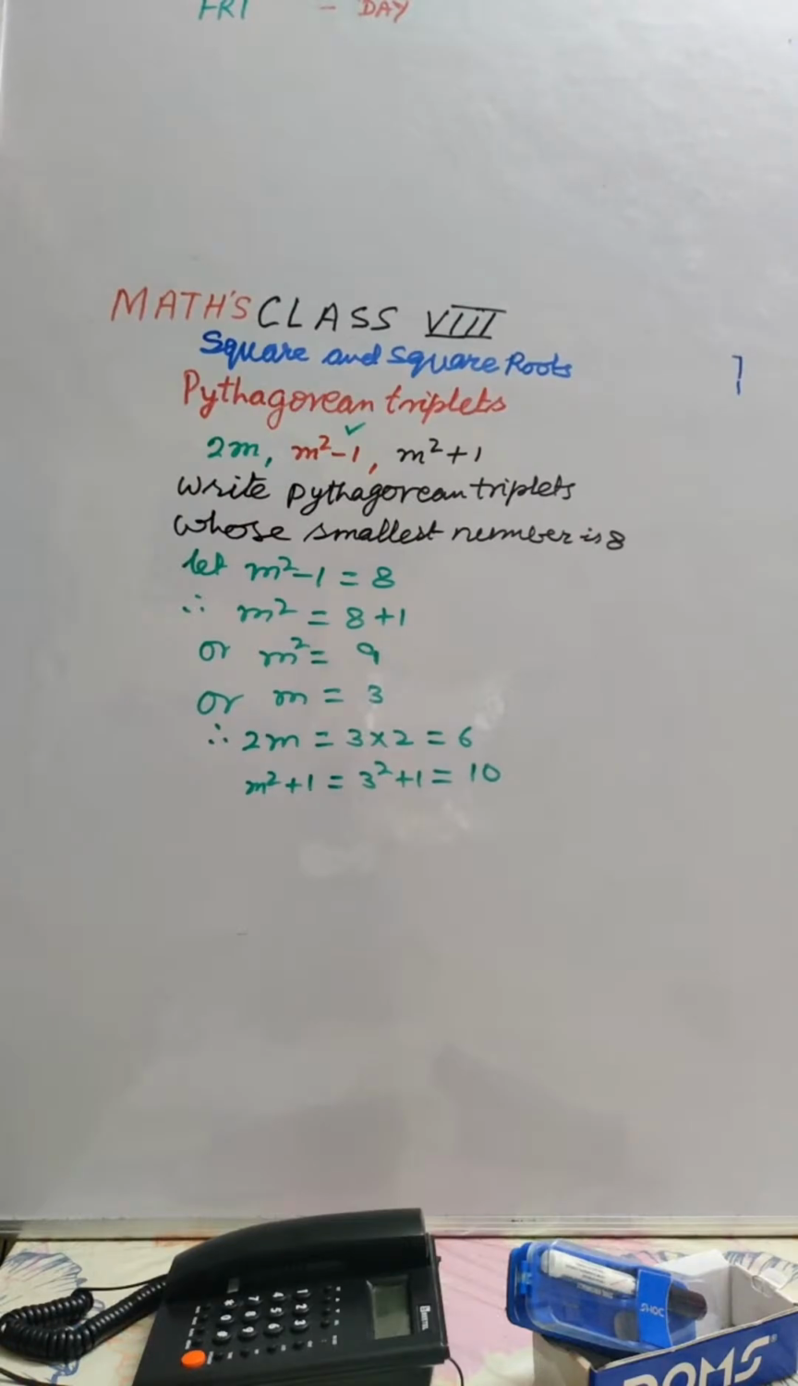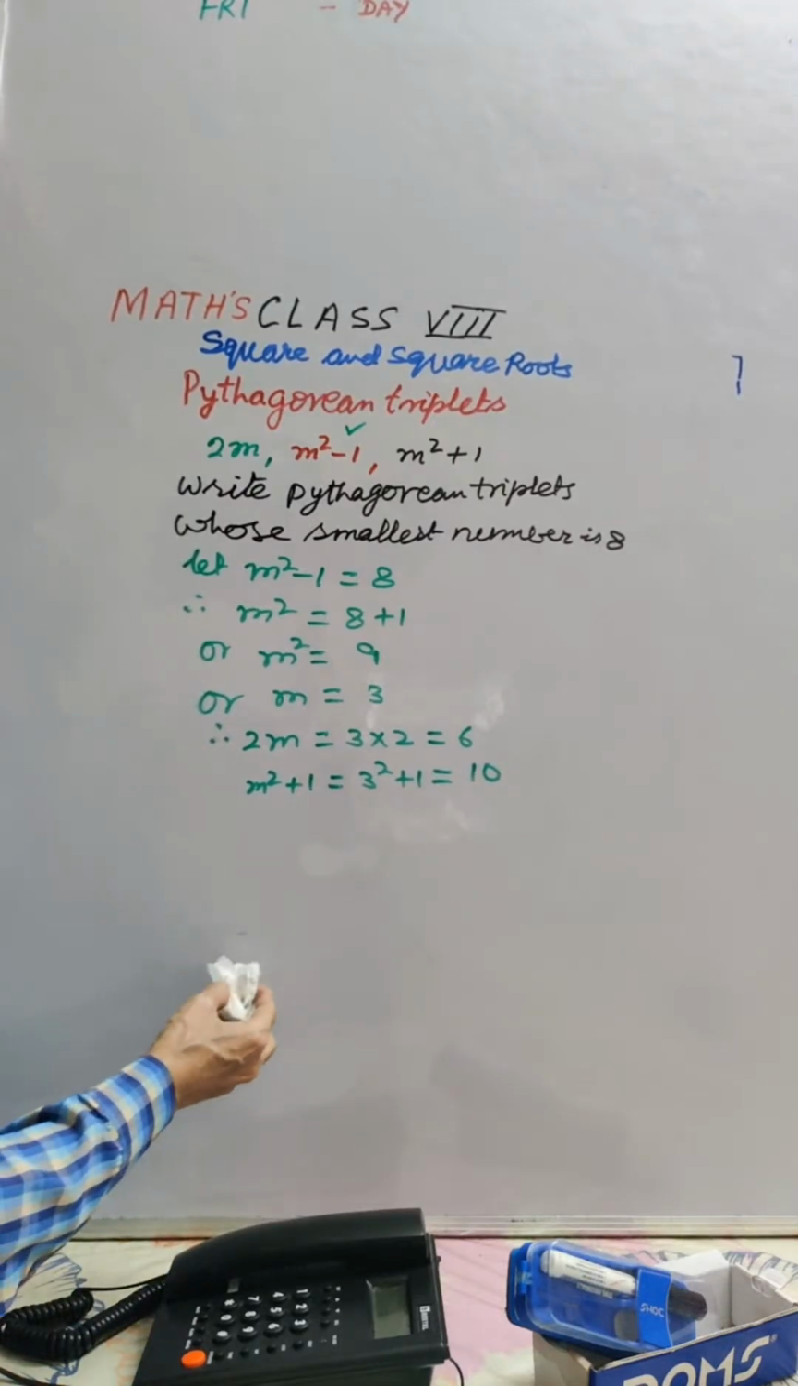Three, 6 and 10. Pythagorean triplets are 3, 6 and 10. Now find the Pythagorean triplets in which one number is 12.